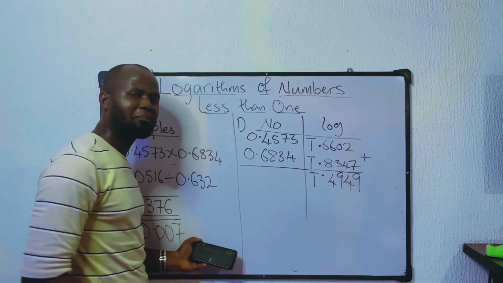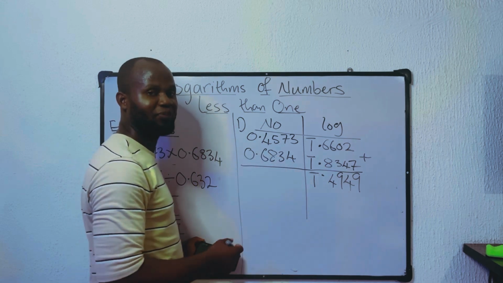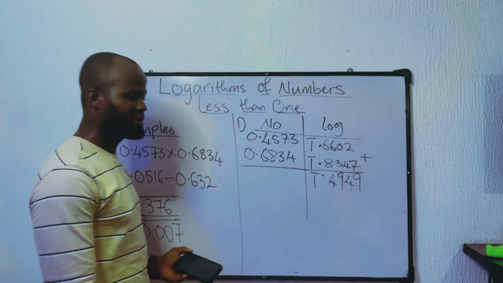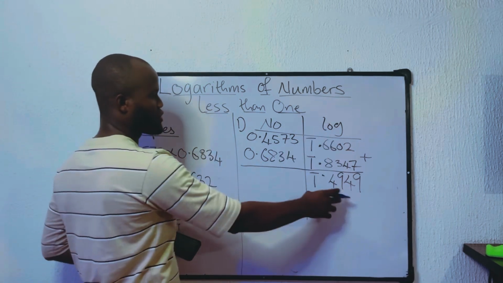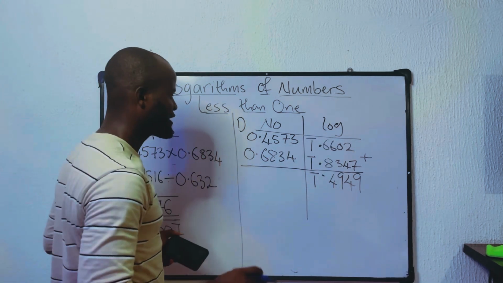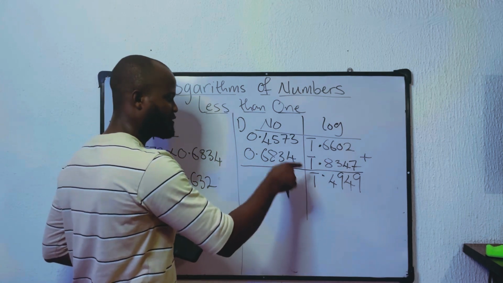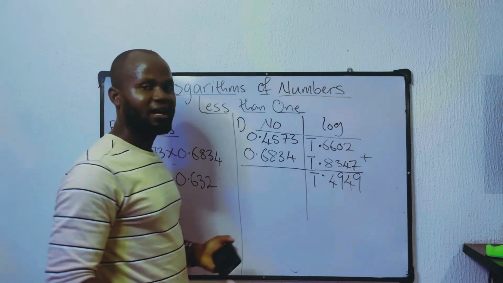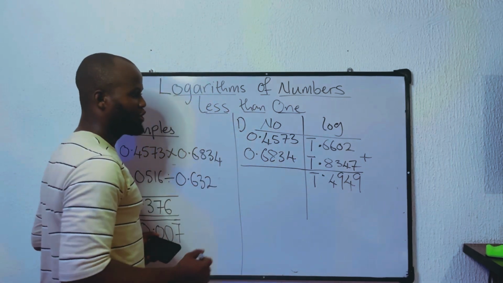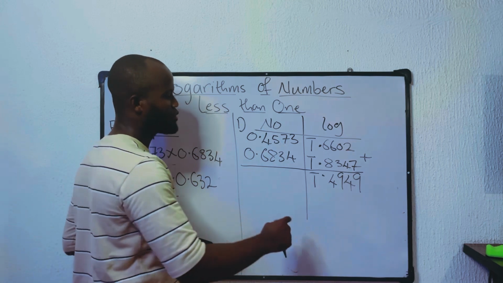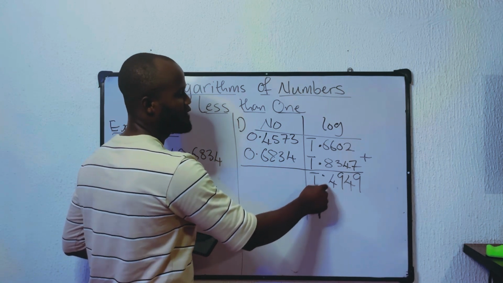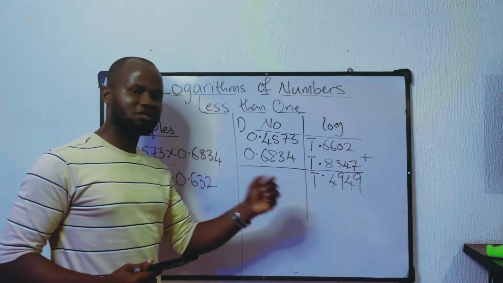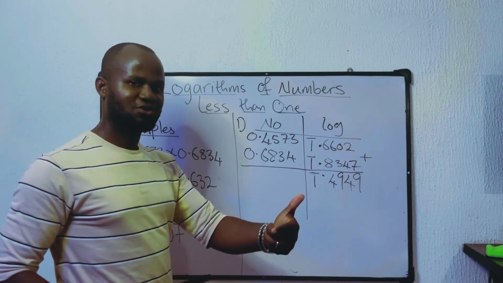So this thing called bar 1 is actually negative 1. But remember, this negative affects only the characteristic. It doesn't affect the mantissa. So now, this is the result of your addition, but that's not the final answer. The final answer would be when you find the anti-logarithm of this one. And how do we find anti-logarithms? First, all you need to do is look for the anti-log of 0.4949. And when you find the anti-log, your characteristic is going to determine how many zeros before the point.